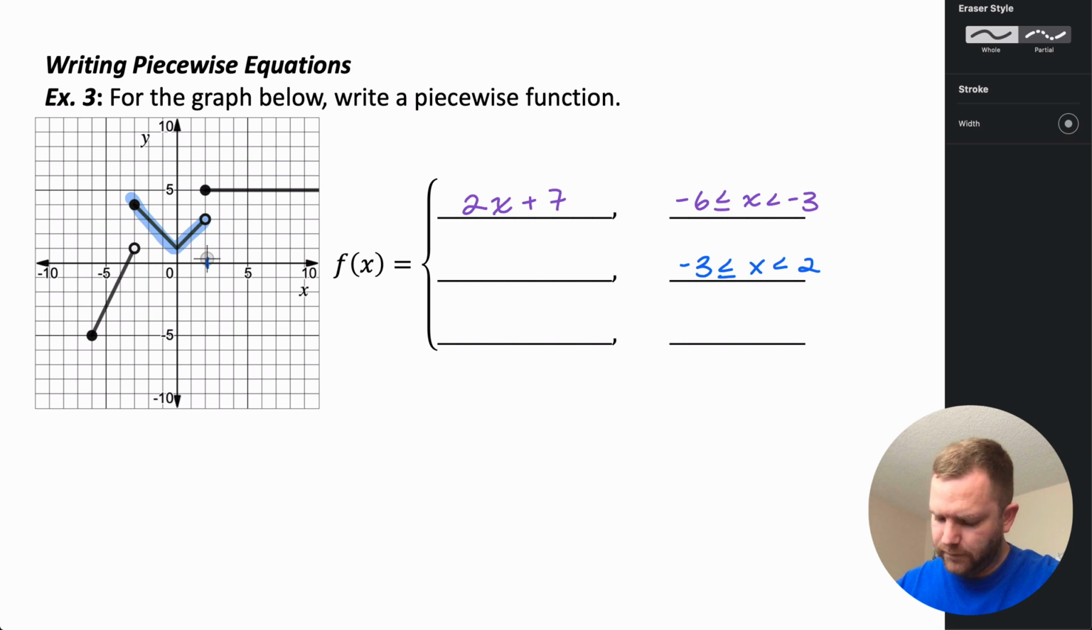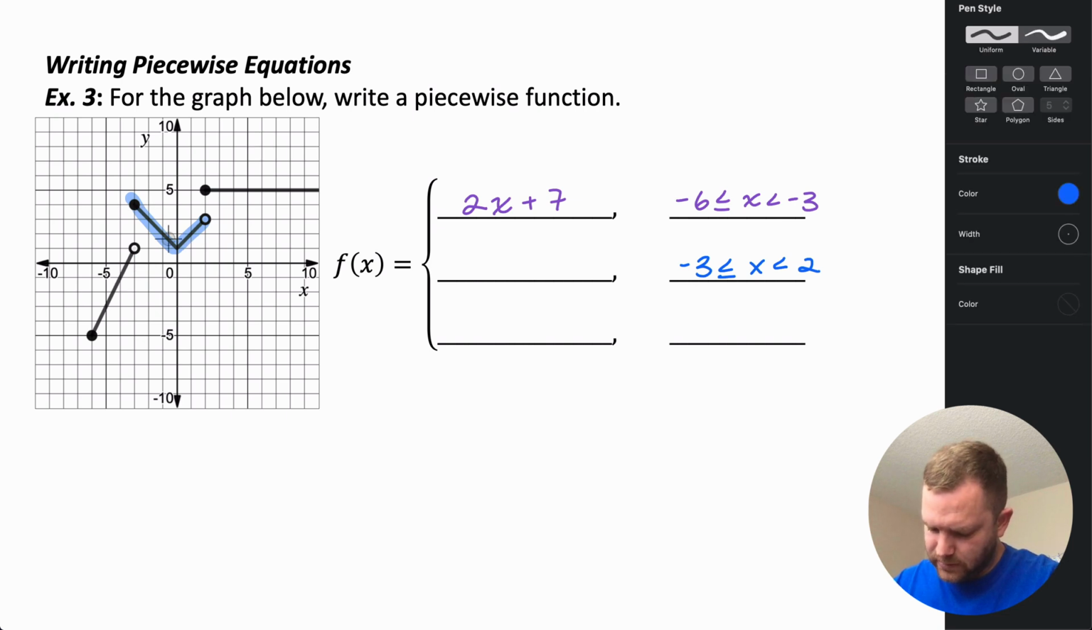Now, this curve has a slope of -1 here and 1 here. So it's just our normal absolute value, the absolute value of x. But it's been shifted up 1 unit. So that means we're going to just add 1 to our absolute value there.